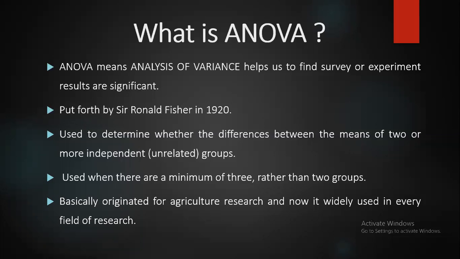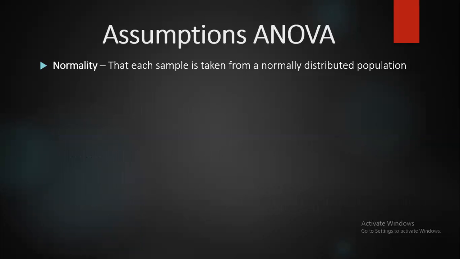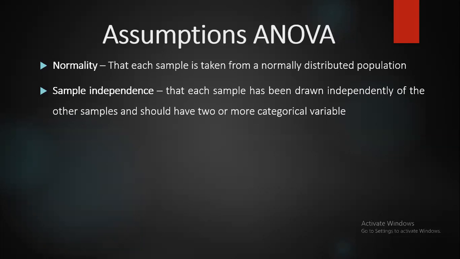So for this, what are the assumptions? Firstly, it should be normal. That is, whatever the sample from each population you are taking, it should be normally distributed. Next, the samples should be independent of each other. Like if you have three different populations and you are drawing samples from those three different populations, each sample should be independent. So this is the main assumption of ANOVA.